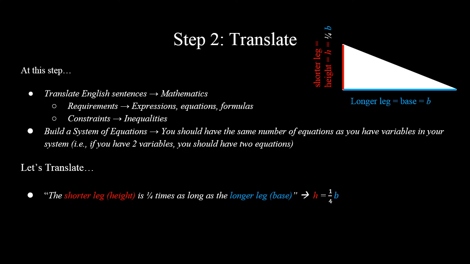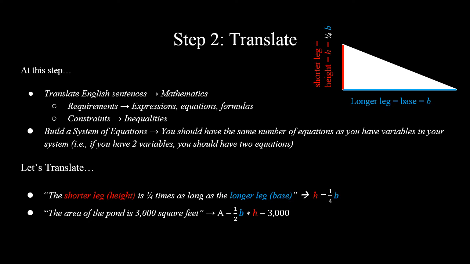And the height is 1/4 times as long as the longer leg, which is the base. So H, the height, is equal to 1/4 times the base, B. So we translated that English sentence into a mathematical sentence. H equals 1/4 B.